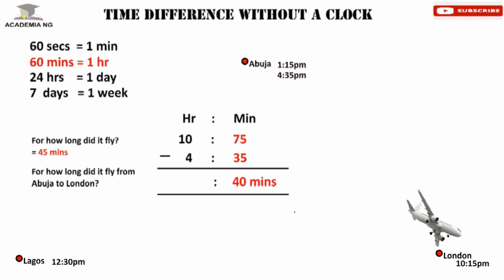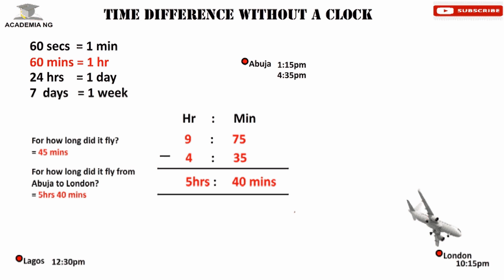For the hour side, we have borrowed 1 hour from 10. So we are left with 9. So 9 minus 4 equals 5. So total time spent flying from Abuja to London is 5 hours and 40 minutes. I believe you understand this.